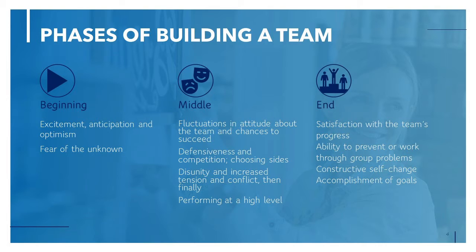Once the team members begin working together, you'll notice certain fluctuations in attitude about the team. Unless steps are taken to clarify roles, goals, and responsibilities, some of this conflict is inevitable. Team members might become defensive, and there might be an increased competition where people choose sides. There may be a period of disunity and increased tension and conflict. Hopefully, you can work through that conflict, and then team members can perform at a high level. But it takes a team intervention strategy to ensure that everyone is on the same page.